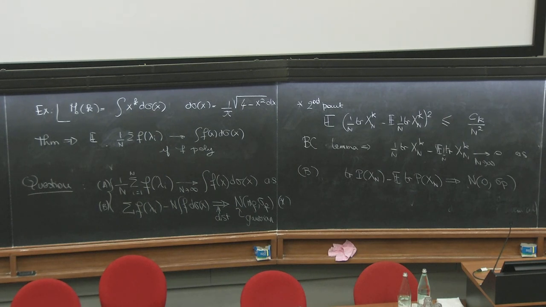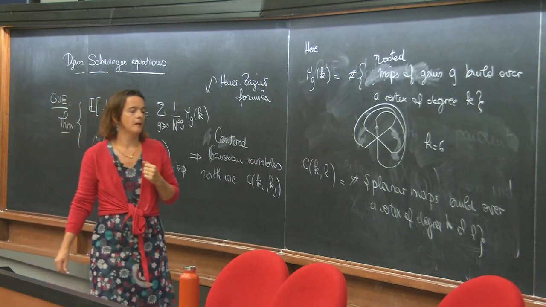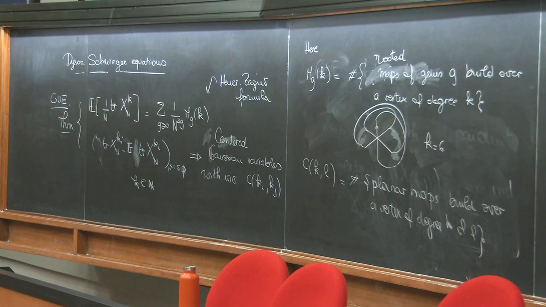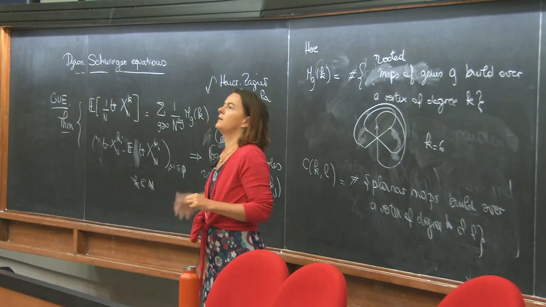In fact, if you look at GOE matrices, so if you take the real entries, you will not get something which is centered. But okay, when you take GOE matrices, you get a centered Gaussian process. Okay, so is there any question, or can I go to the proof of this kind of thing by using Dyson-Schwinger equation? Yes?